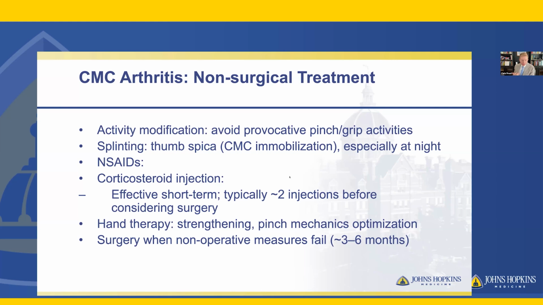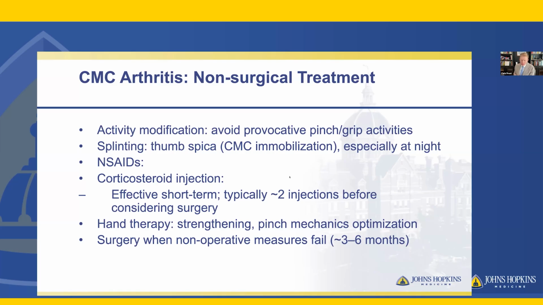And then there's a number of different types of splints that we'll use. And then if those don't work, we'll talk about steroid injection. This can be effective short term. So this is putting a steroid directly into the CMC joint. And then we see how much relief you get, and how long it lasts. If you get a lot of benefit, if it lasts 12, 18 months, we'll do a second injection.